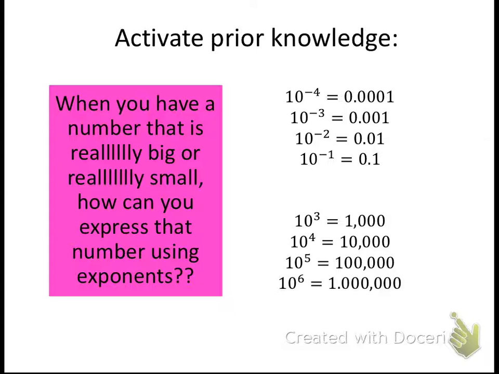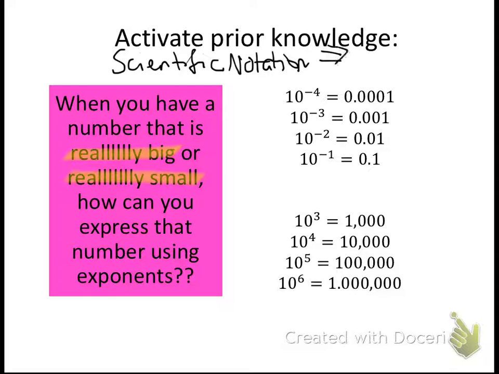So first, let's refresh. What is scientific notation? Basically, when we have really big numbers or really small numbers, we use exponents to express the number of place values that that number has. So keep in mind that scientific notation has a lot to do with place value. Okay? And the way that we write that place value is using the number 10 to an exponent.